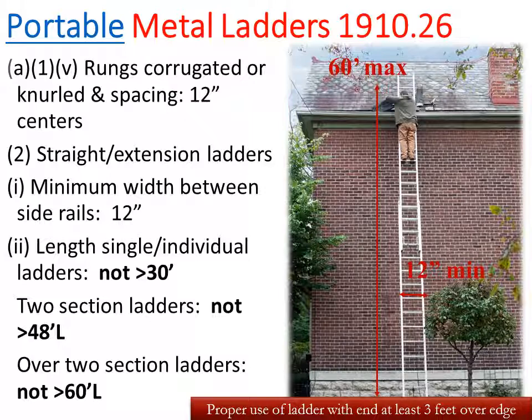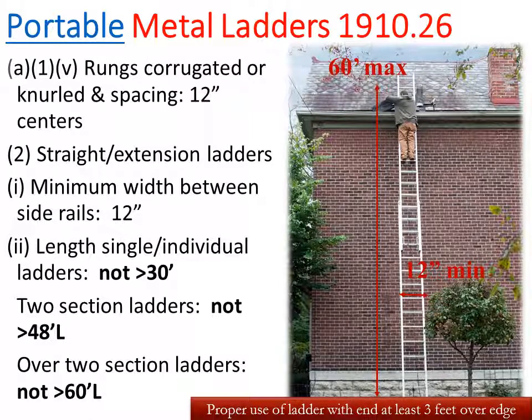Portable metal ladders. Portable metal ladders have a 12-inch spacing in between each rung, as well as a minimum of a 12-inch spacing between each side. Single ladders, so that's one single metal ladder, not an extension ladder, should not exceed 30 feet. 2-section ladders should not exceed 48 feet. And over 2-section ladders, so that's a 3-section ladder, should not exceed 60 feet in length.